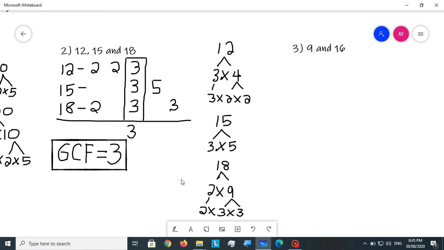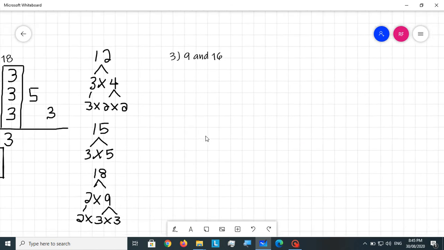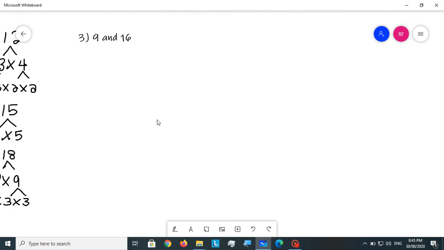Next, let's proceed to the third example. We have here 9 and 16. So let us prime factorize 9 and 16. Here we have 9.